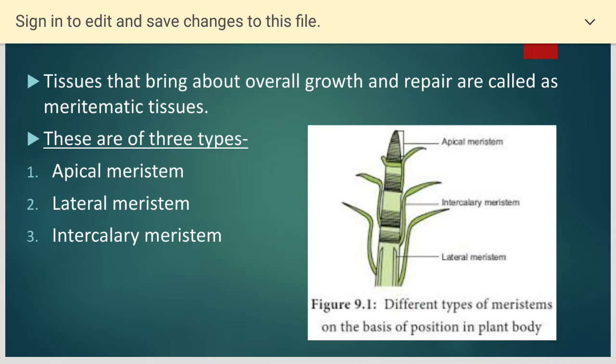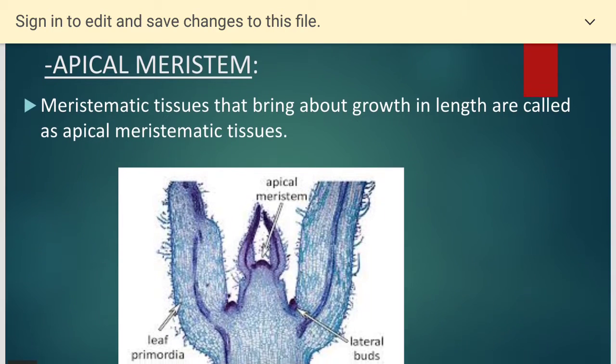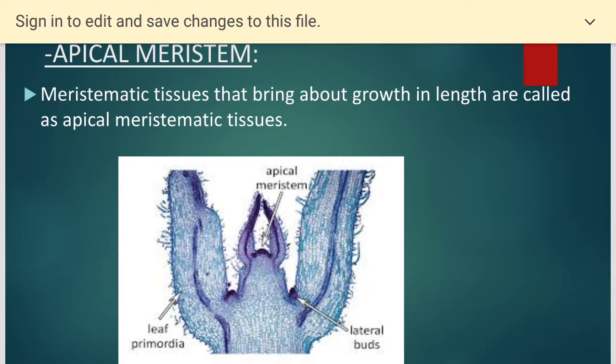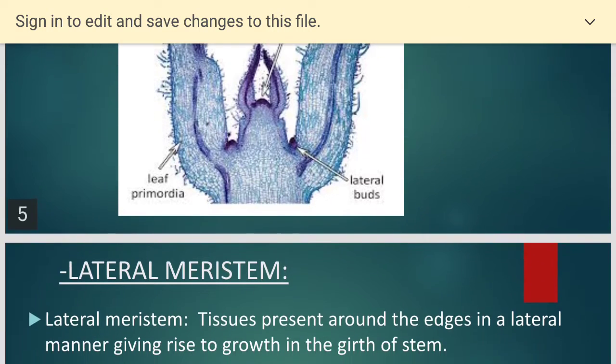As you can observe in this diagram, apical meristems are present at the terminal points. Lateral, sideways. I'll be telling you in detail about each of these 3. Apical meristem: meristematic tissue that brings about growth in length is called apical meristem. So the length increases in shoot as well as in roots. So whichever tissue is responsible for the growth in length is called an apical meristem. In this figure also again we have apical, and also you can view the lateral meristem. They are present sideways.